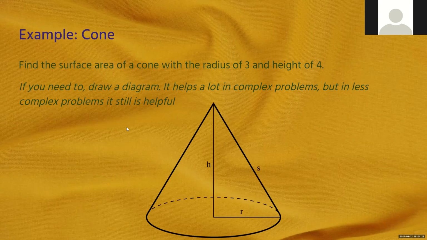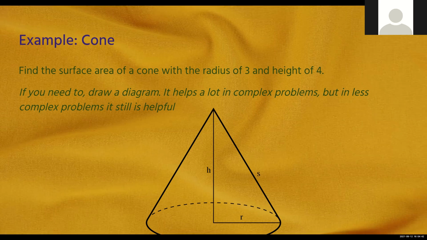If not, okay. So we're just going to quickly do an example. Find the surface area of a cone with a radius of 3 and a height of 4. If you need to draw a diagram, it helps. So we're going to do this problem. I'm going to give you guys 3 more minutes, and then we will go over pyramids. And if we have time, we will try to do the breakout room activity.